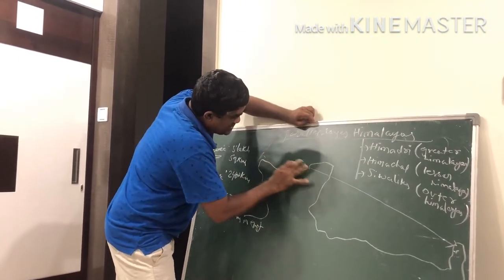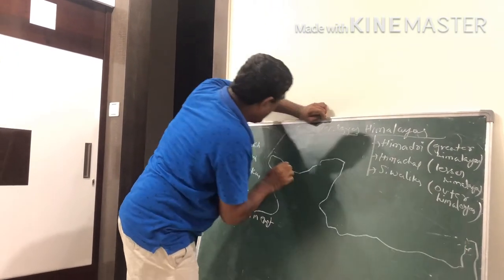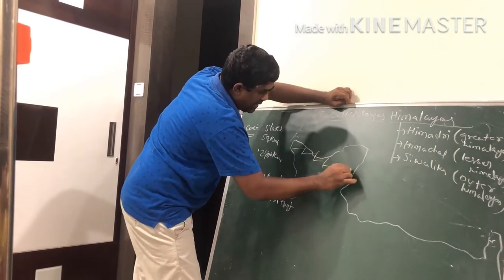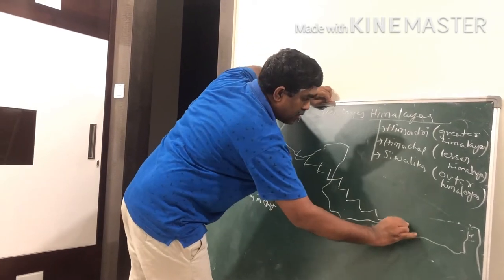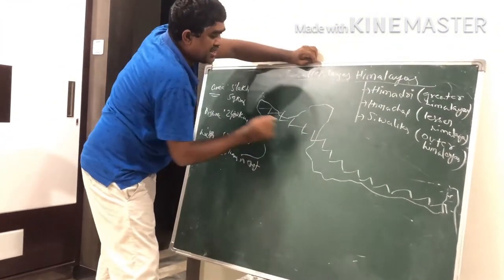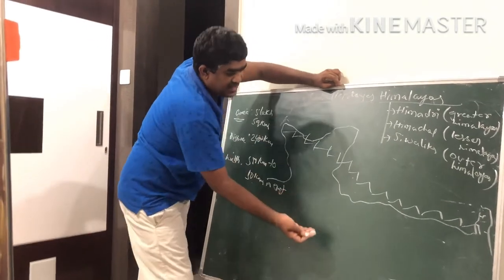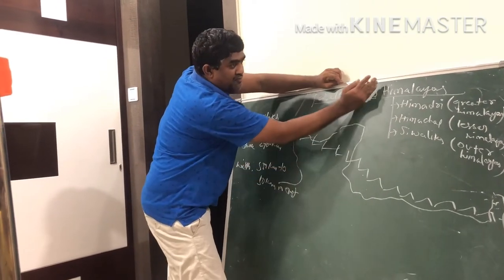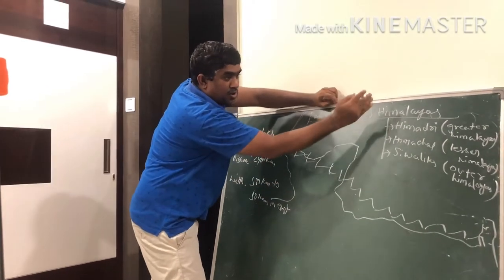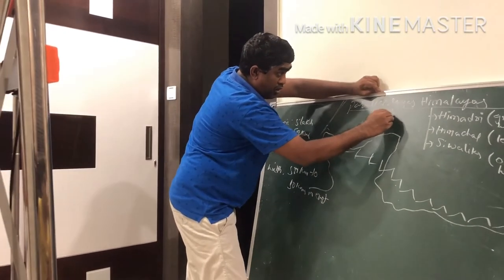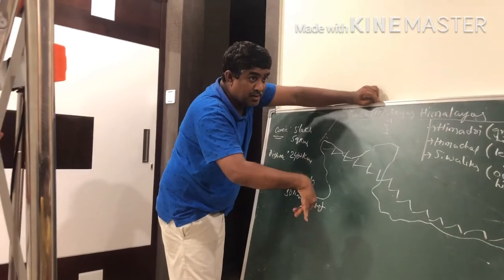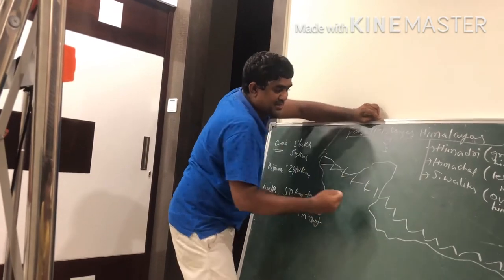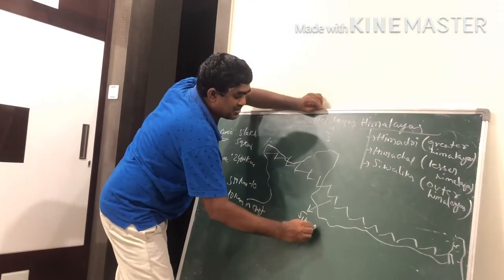See children, there are three parallel ranges. How are they? They are mountains. Mountain ranges we always draw on the map like this. This range is called Shivaliks, the Outer Himalayas. Outer means the direction from north to south. But for India, first we touch Shivaliks. So these are called Shivaliks.